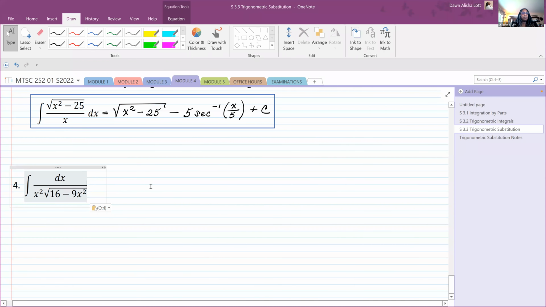Next problem. Can anybody recognize this one? This one's a little tough.